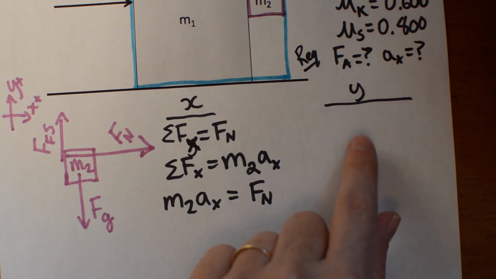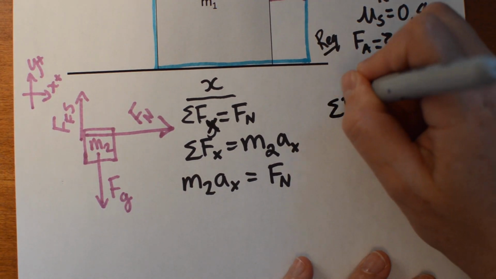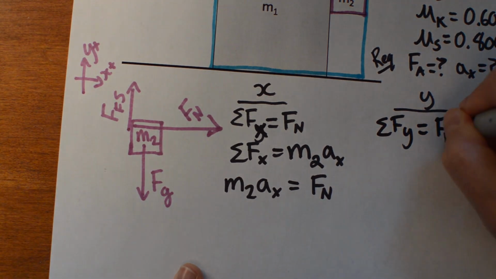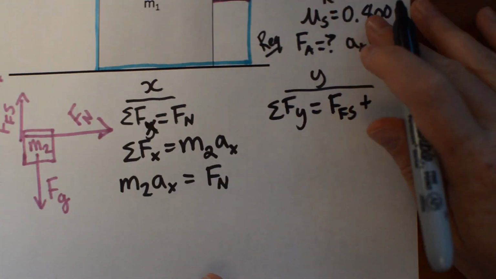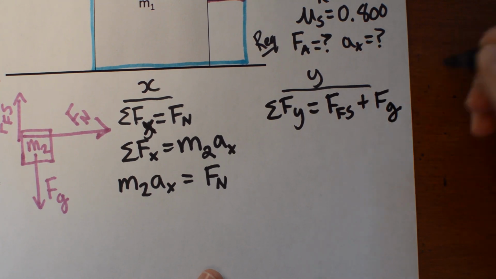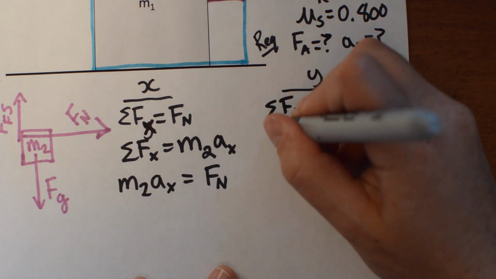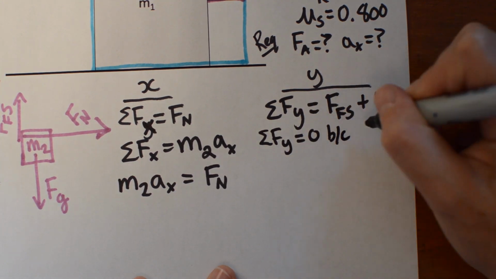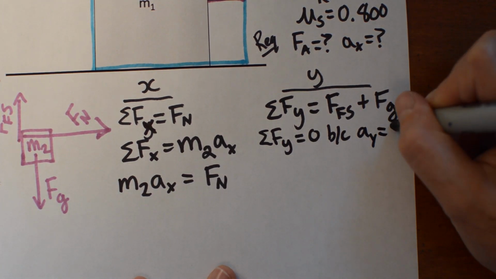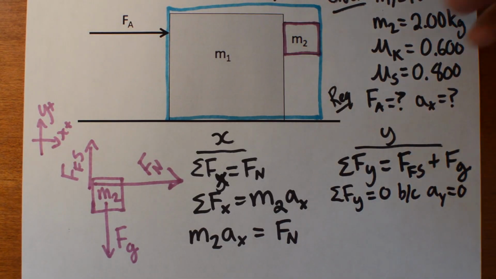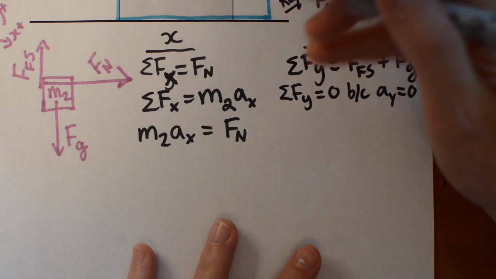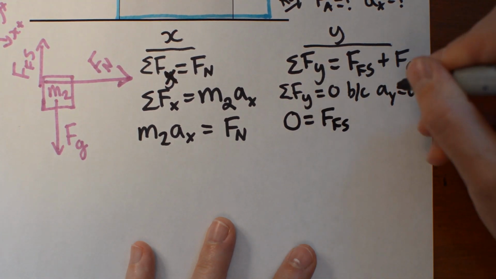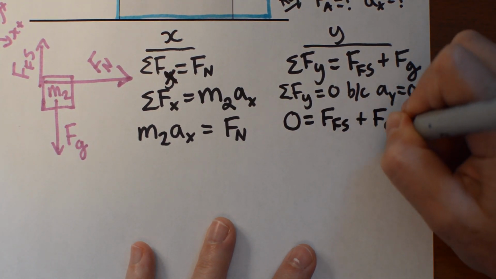All right. In the y direction, the net force in the y direction is going to be, well, there's a friction force here, FFS, and there's gravity, FG. In the y direction, the net force will be 0, and that's because that block is not moving at all in the y direction, so there's no acceleration up or down at all. So I can say 0 is equal to my friction force plus my gravity force, and then let's start filling in what these are.